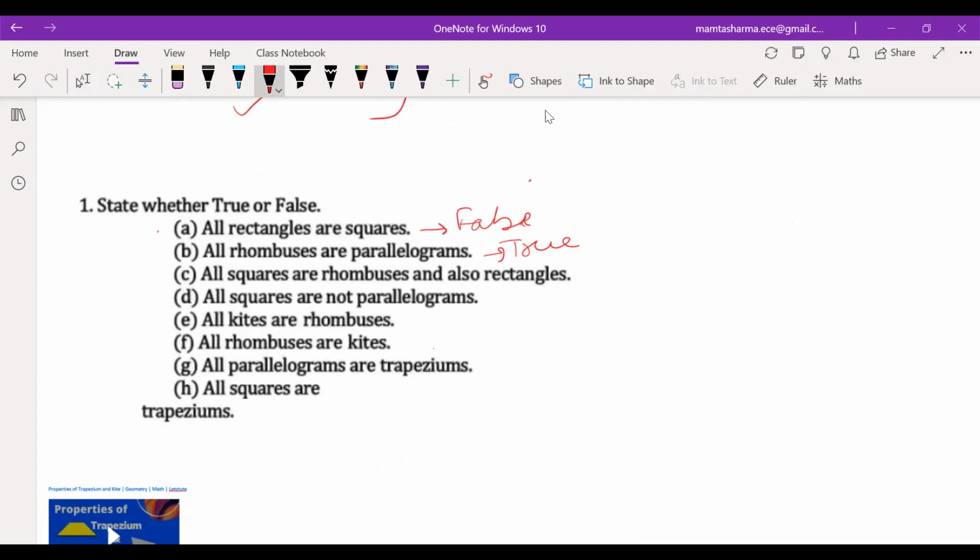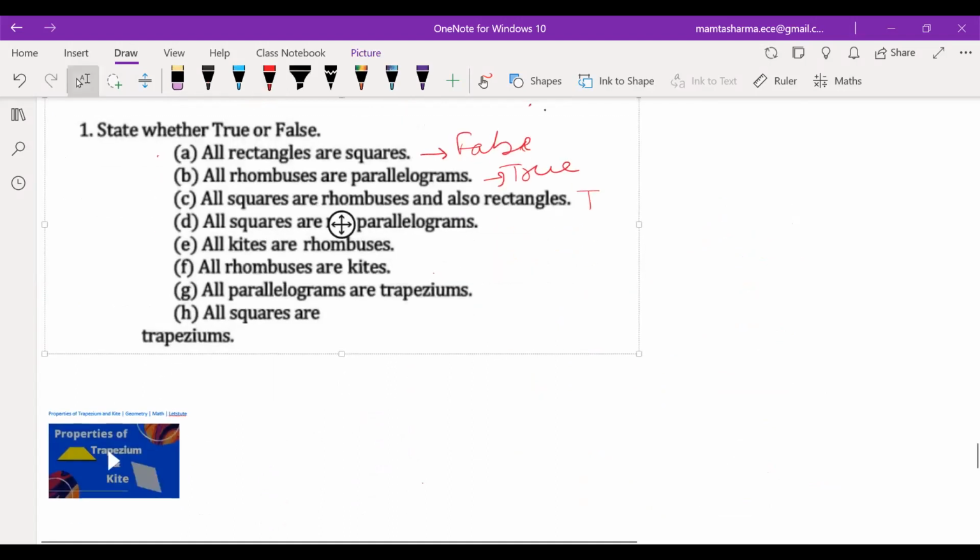All squares are not parallelogram. Squares are in the family of parallelogram only. This is false. All squares are in the family of parallelogram, but here since "not" is written, it will be a false statement.